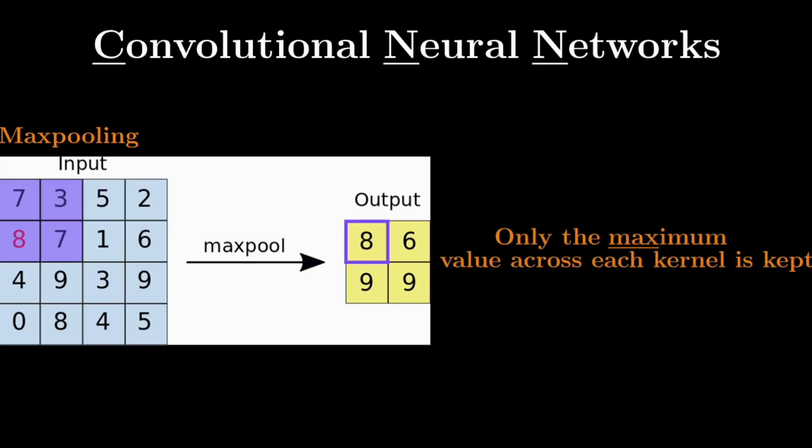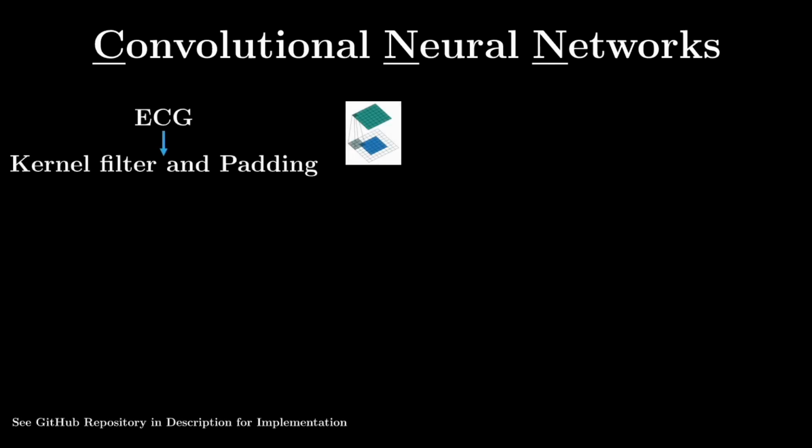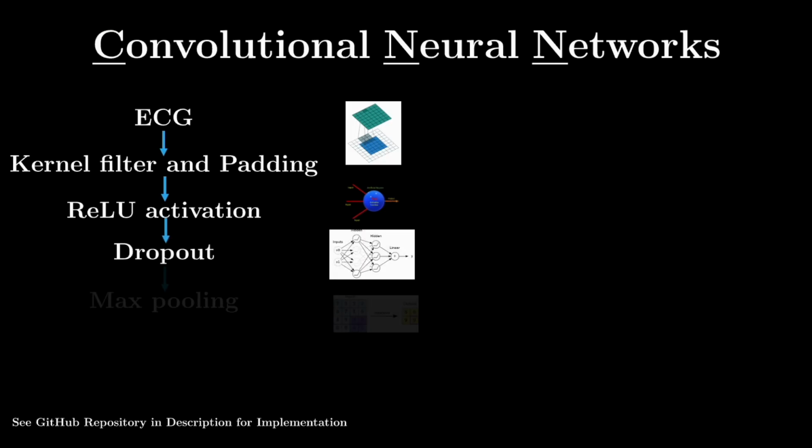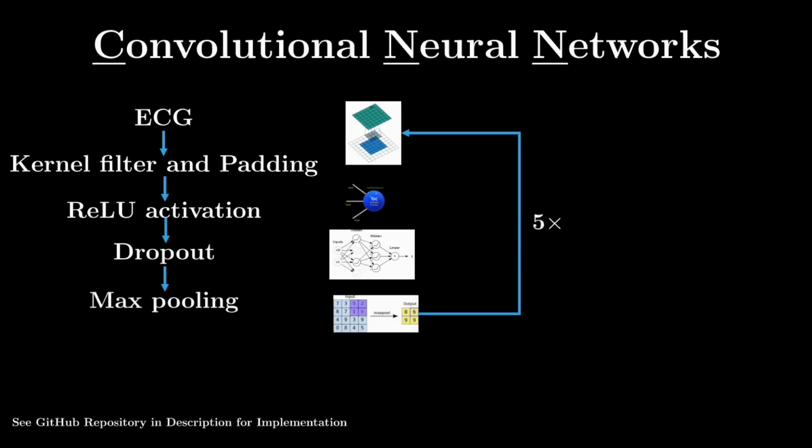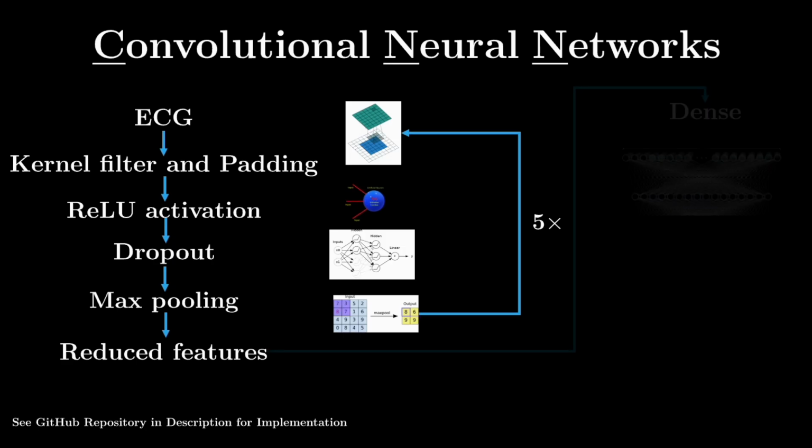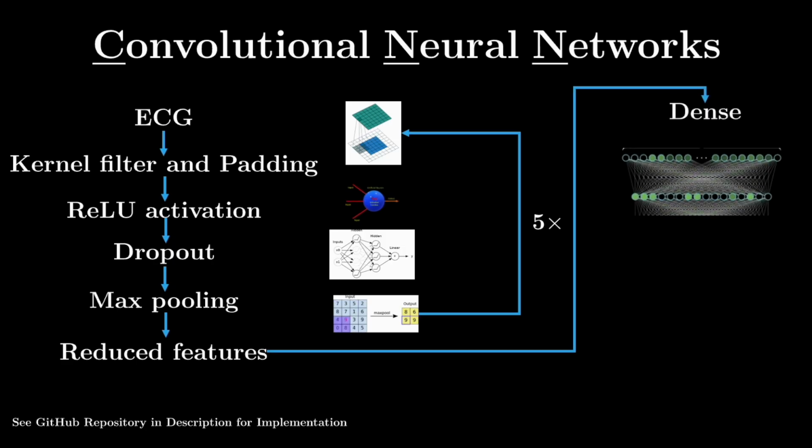This decreases the size of the signal, which helps preserve only the most important features while discarding the less important ones. This process, kernel filtering and padding, activation, dropout, and max pooling, is repeated 5 times to extract necessary features from the ECG. After feature extraction, the output is flattened and passed through a fully connected or dense layer, which combines the higher level features learned by the convolutional blocks and performs the final classification.